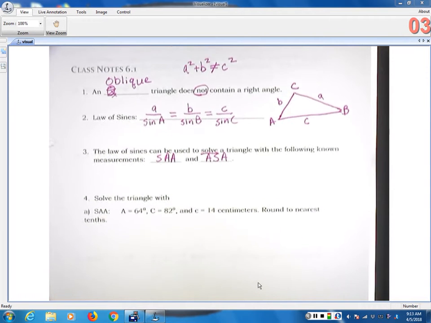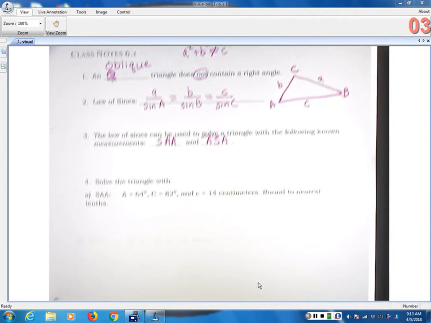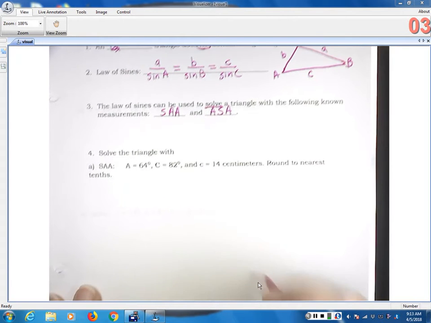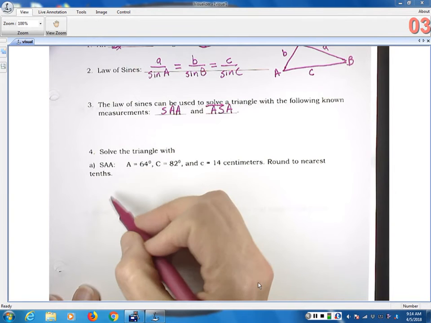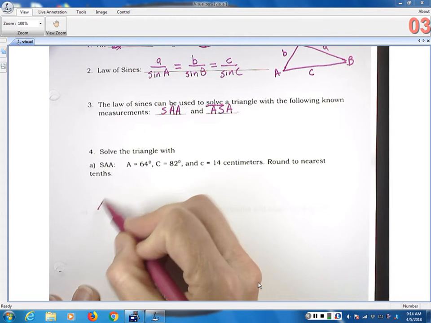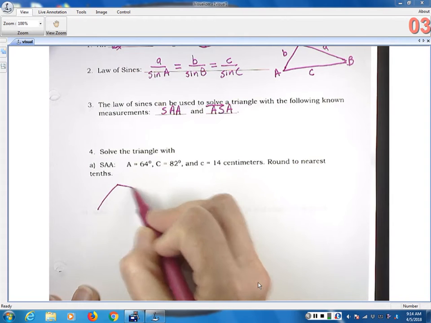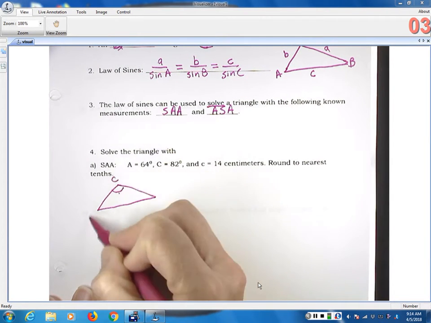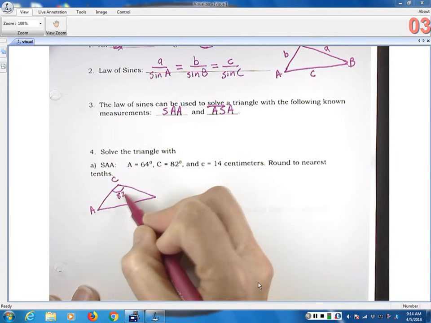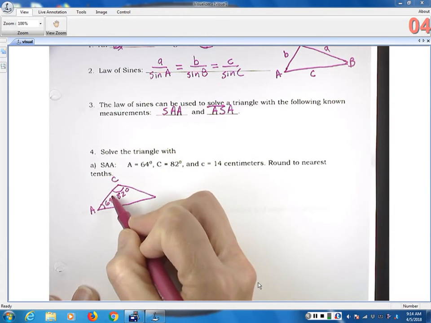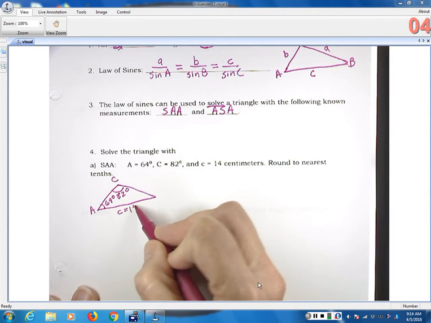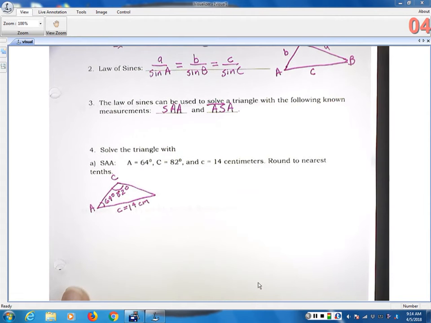Okay, and then we're going to do some examples. Solve the triangle. This is not a right triangle, so we draw the picture. This is side c, angle C is 82 degrees. A is 64 degrees. And side c is 14 centimeters. And we're going to round to the nearest tenth.